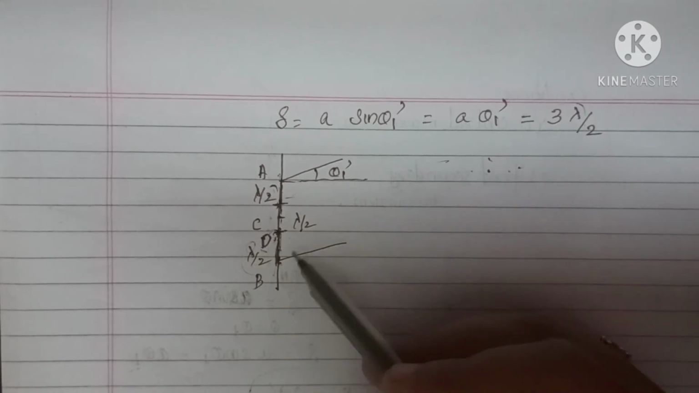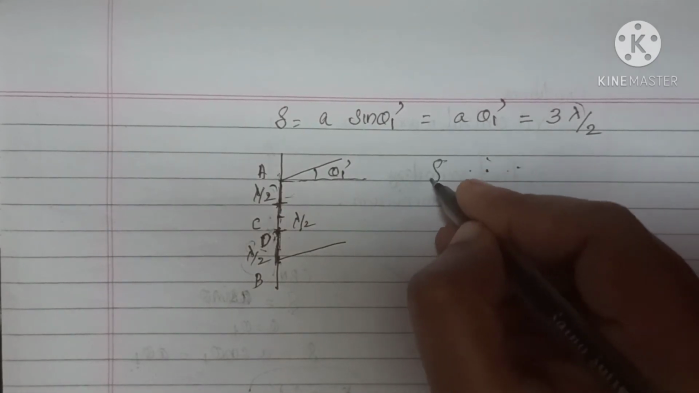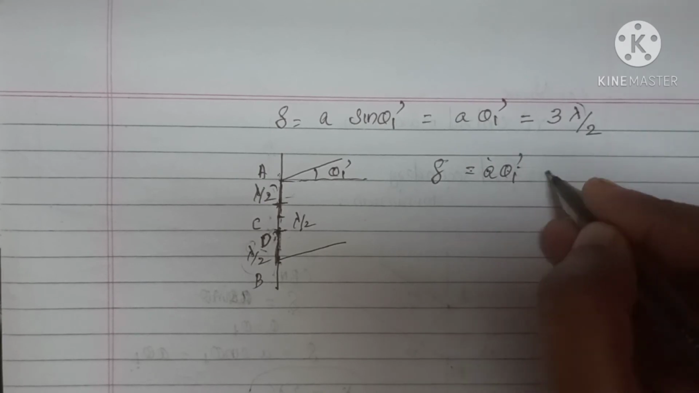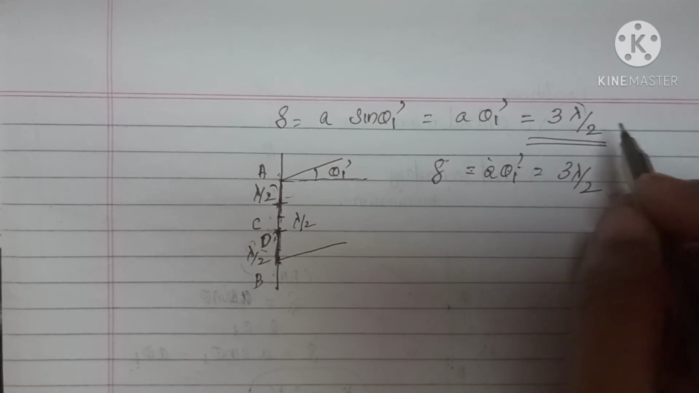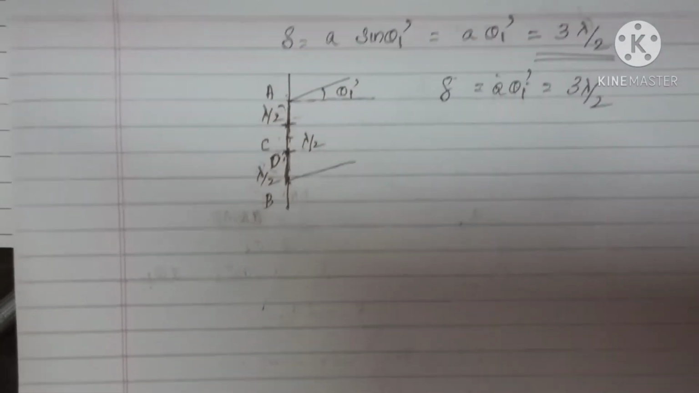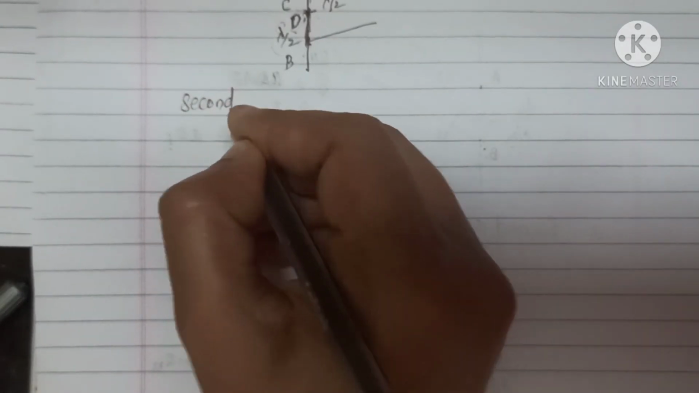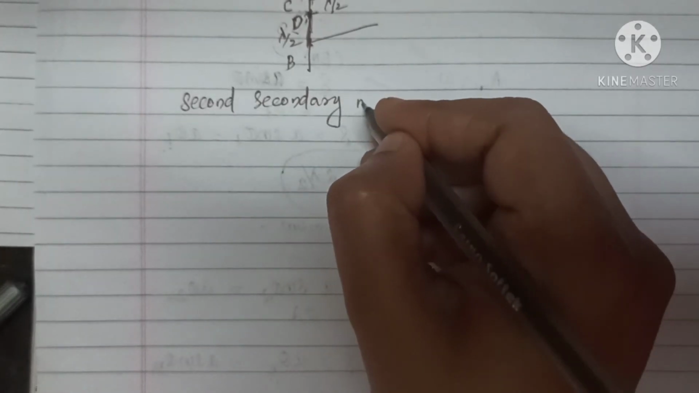So for this first secondary maximum, you can say this path difference delta is equal to A theta 1 dash is equal to 3 lambda by 2. That is what we brought here. Clear? Now how can you explain the second secondary maximum? For the second secondary maximum, how can you explain? I think now you got an idea.